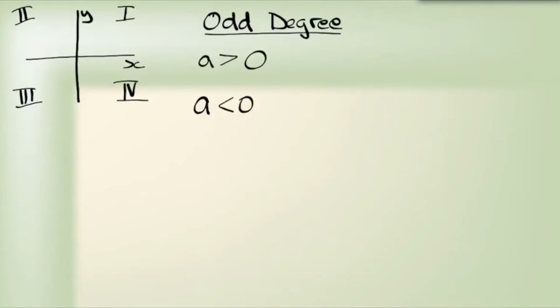Now your leading coefficient is going to tell you where the endpoints of the graph are going to be. Where does it start? Where does it end? Let's start by looking at polynomials that have an odd degree. If your leading coefficient is positive, if a is greater than 0, the graph is going to start down in quadrant 3, and it's going to continue on and end up high in quadrant 1.